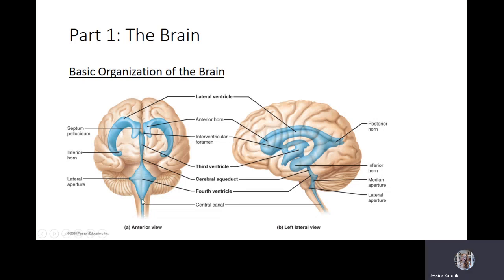And then the last little structure over here is the central canal. The central canal is a continuation of these ventricles down into the spinal cord. So those would be the ventricles. And over here you can see the lateral view: the lateral ventricle, third ventricle, and fourth ventricle.